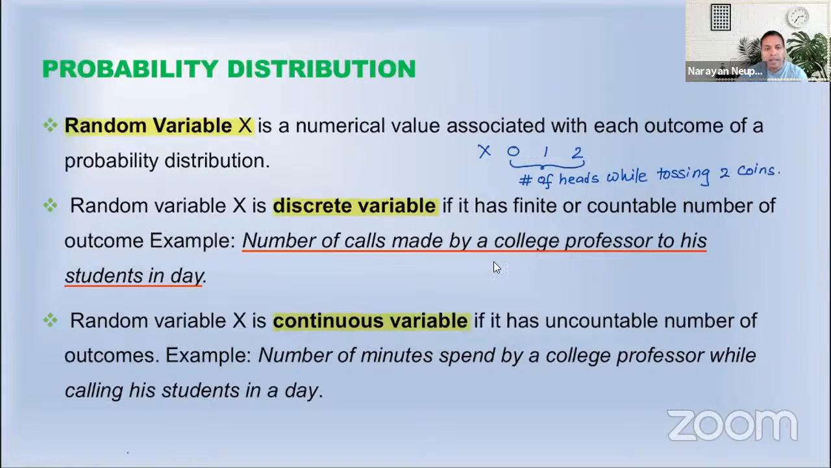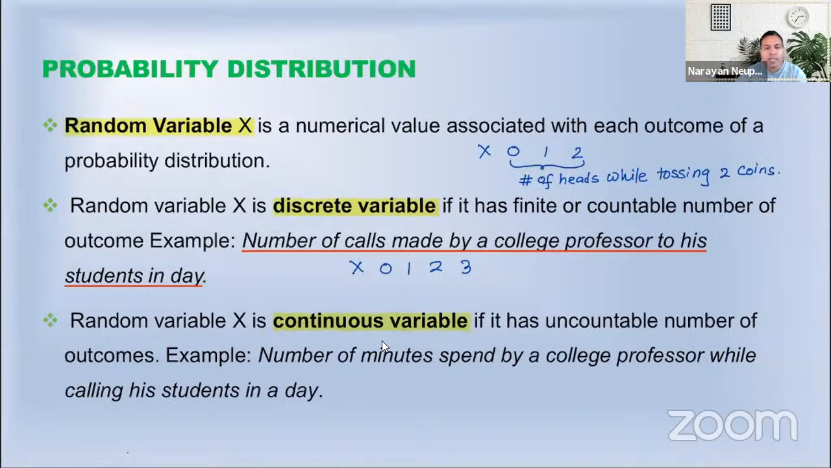So number of calls made by college professor. If we want to find how many calls are made, maybe he made no calls, or maybe 1 call, or maybe 2 calls, or 3 calls, and so on. So you can see the numbers associated with the random variable X are the discrete values. They do not involve any decimal values. So those random variables which do not involve any decimal value are called the discrete variable.